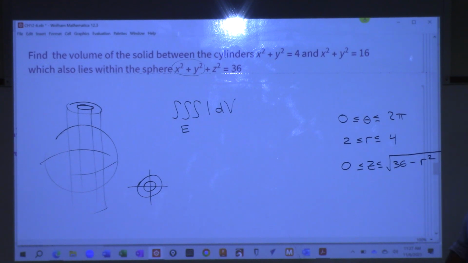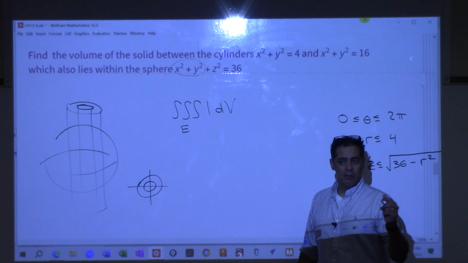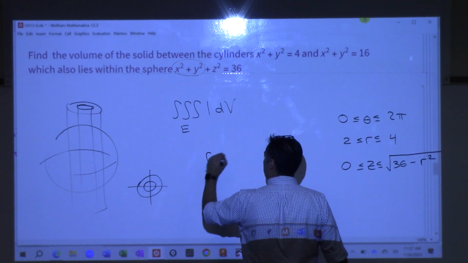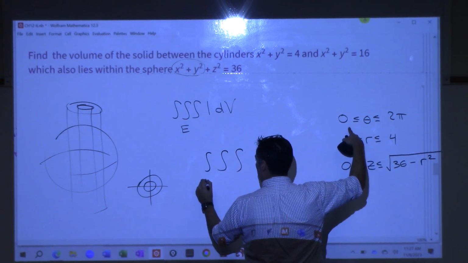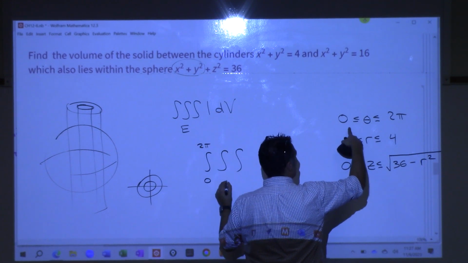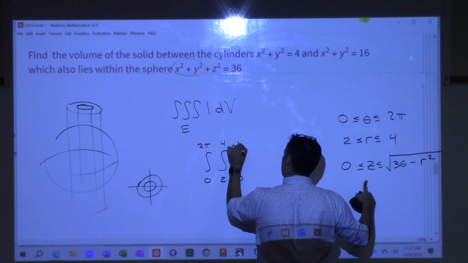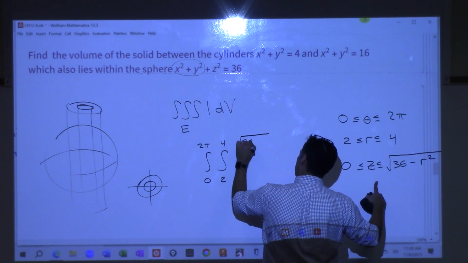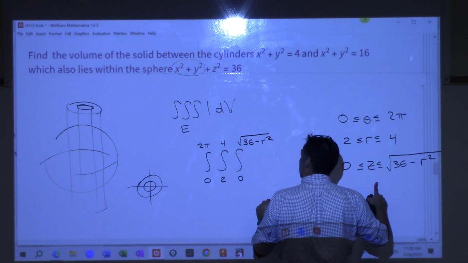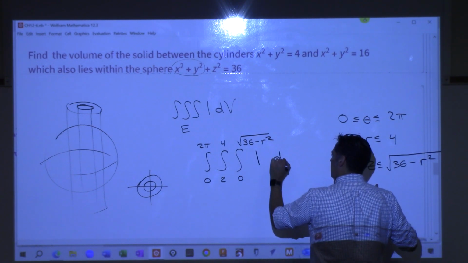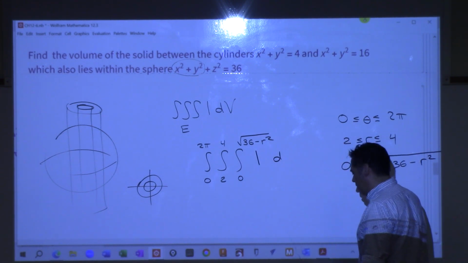That's it. Any questions? Do you all understand? So we just set this up. Integral, 0 to pi, 2 to 4, and then 0 to the square root of 36 minus r squared. And then what are we integrating? What's our integrand? 1 d, oh, r.